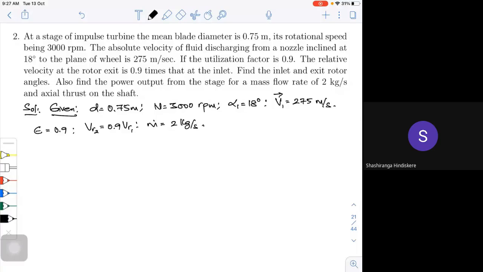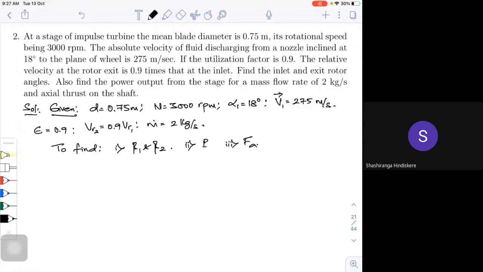What are we supposed to find? The first one, the blade angles, beta 1 and beta 2. That is, find the inlet and exit rotor angles. The rotor is nothing but your wheel, so it's the blade angles only. The second one is the power produced, W by m dot. Then the third one, you need to find the axial thrust. These are the three quantities which we are supposed to find.